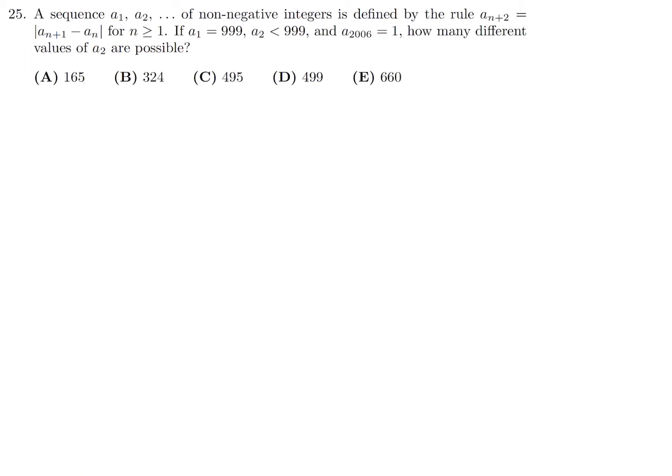A sequence A1, A2, ... of non-negative integers is defined by the rule A(n+2) equals the absolute value of A(n+1) minus A(n), for n greater than or equal to 1. If A1 equals 999 and A2 is less than 999 and A2006 is equal to 1, how many different values of A2 are possible?